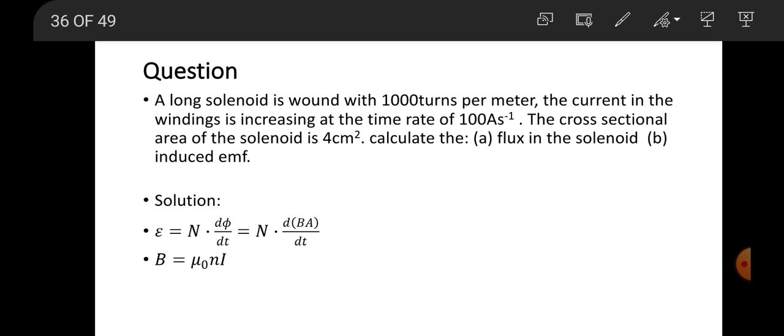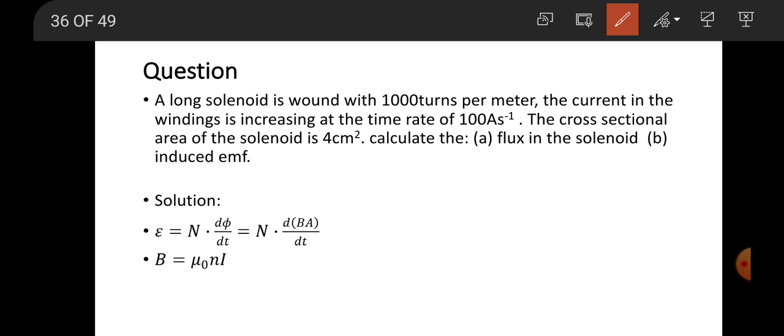Okay, now let's see that of a solenoid. Now remember we said that, okay, let's read the question. A long solenoid is wound with 1000 turns per meter. Okay, that's the number of turns per unit length. The current in the windings is increased at a time rate of 100 amperes per second. That means time rate of current. The cross-sectional area of the solenoid is 40 centimeters squared. Okay, calculate A, the flux in the solenoid, then B, the induced EMF. Well, the flux in the solenoid shouldn't be a problem.